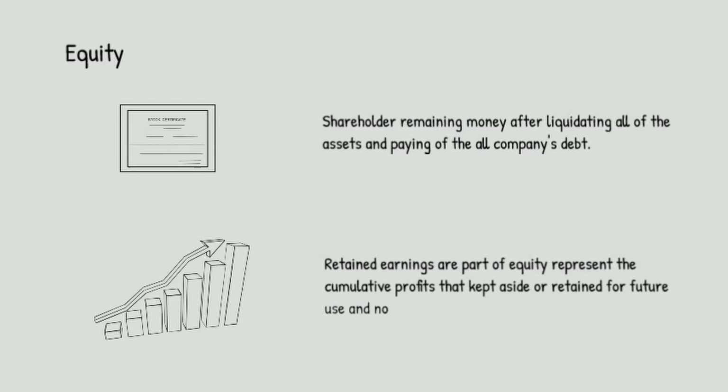So equity usually grows with the business growth and profit. However, if the business is making a loss, the equity will go down. By this, we have almost covered everything about the balance sheet, and now we'll be looking into a detailed example.